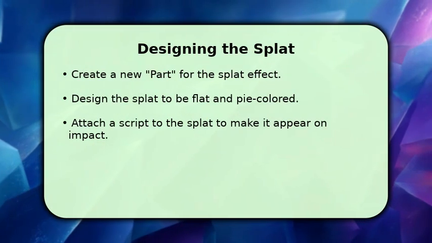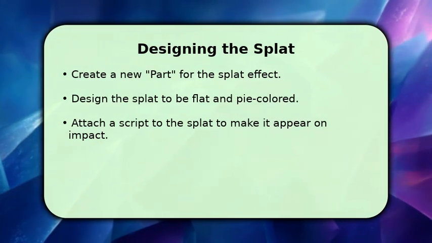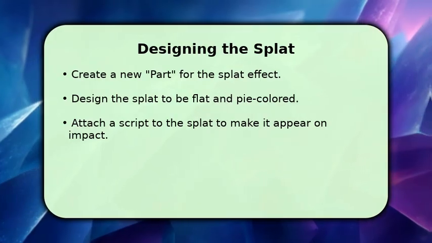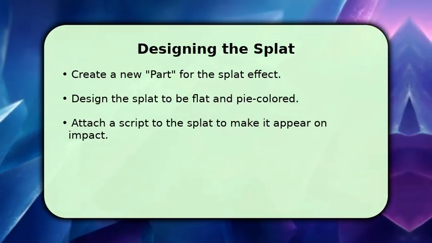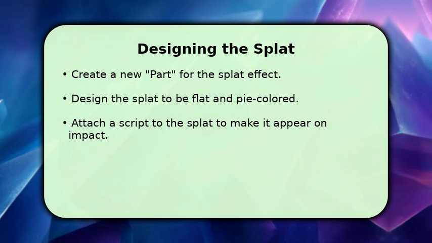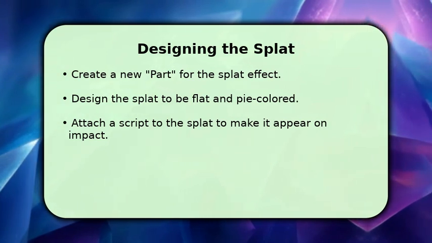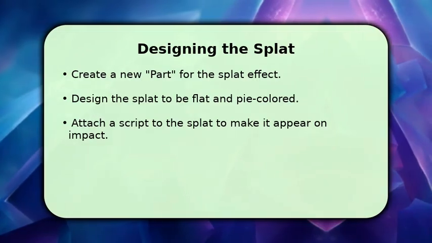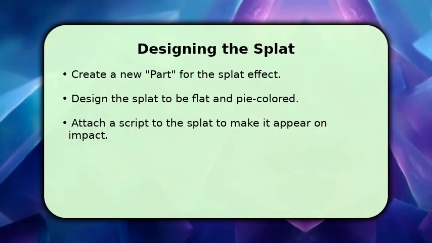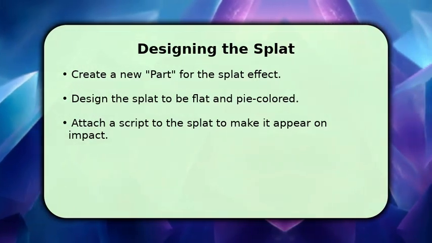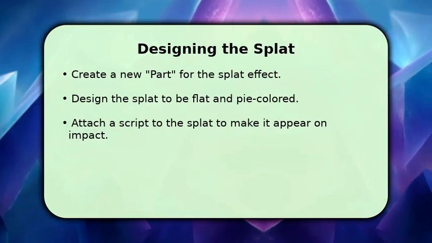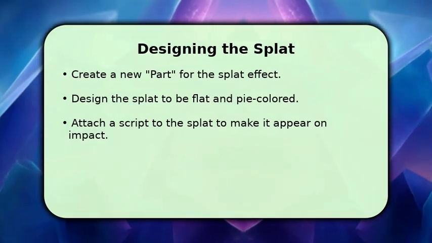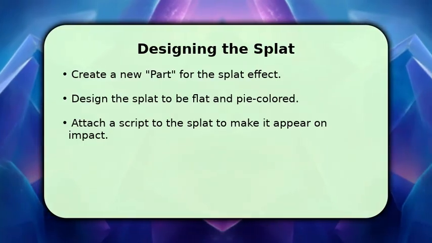Every good pie gag needs a spectacular splat. For this, we'll create a separate flat part that will serve as our splat effect. Design it to be thin and wide, matching the pie's color. We'll then attach a script to this splat part. This script will ensure the splat appears precisely at the point of impact, creating a messy, humorous visual. It's all about that perfect, messy finish.